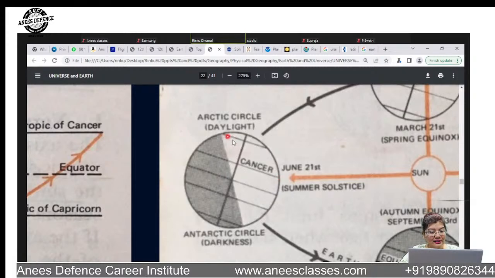Now look at the Arctic Circle, which lies at 66 degrees. That is also under complete daylight. Look at the North Pole, that is also under complete daylight. Look at the Antarctic Circle, it is in complete darkness, and so is the South Pole.